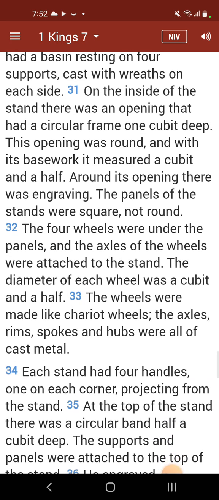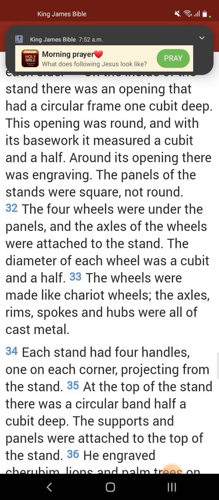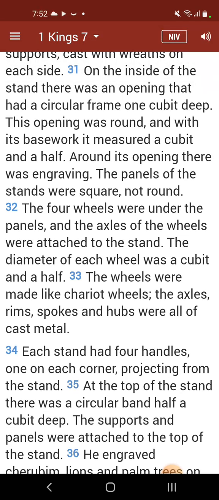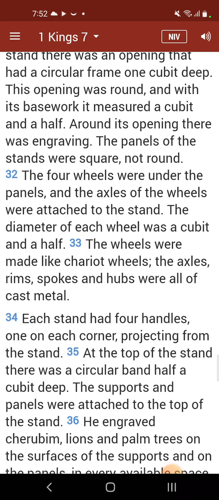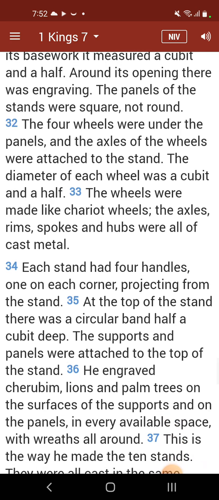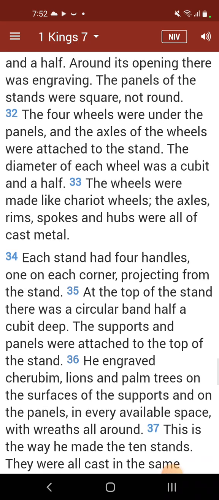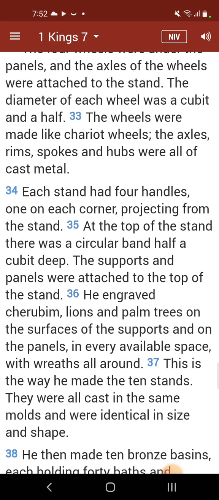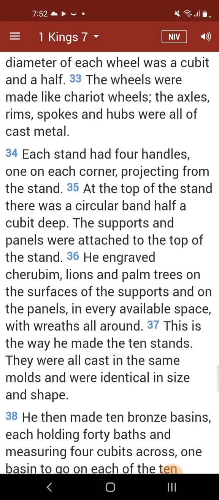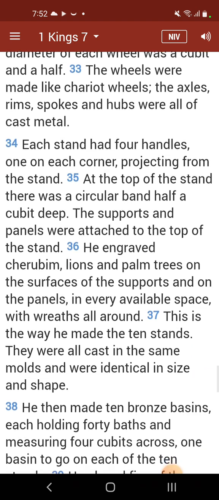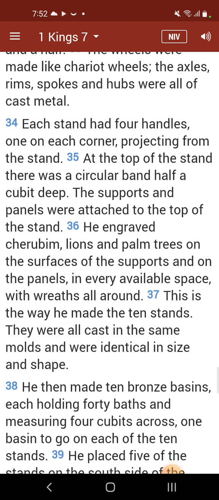The panels of the stands were square, not round. The 4 wheels were under the panels, and the axles of the wheels were attached to the stand. The diameter of each wheel was 1.5 cubits. The wheels were made like chariot wheels. The axles, rims, spokes, and hubs were all of cast metal. Each stand had 4 handles, 1 on each corner, projecting from the stand.